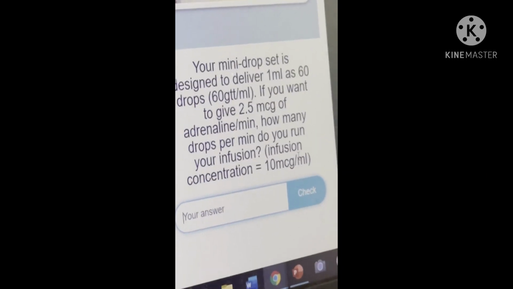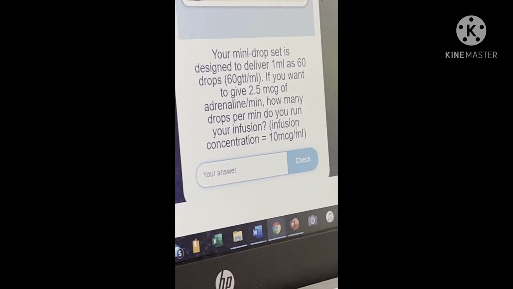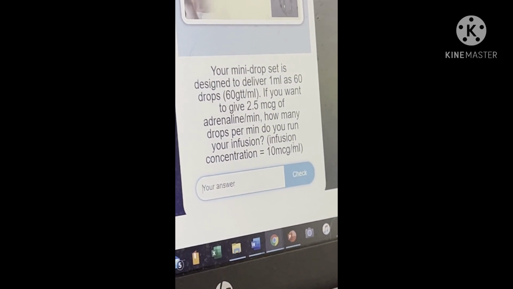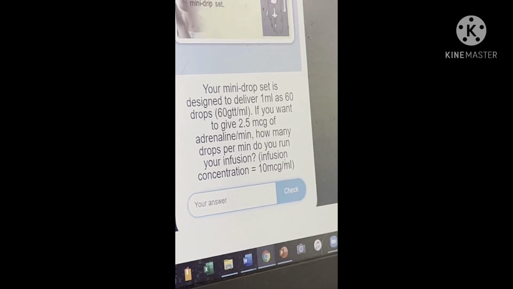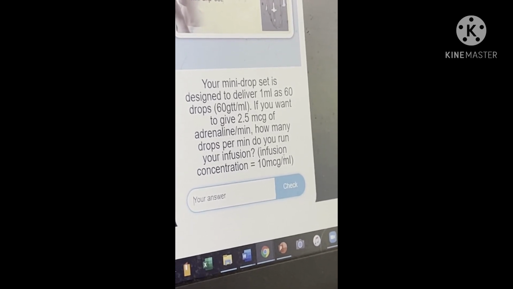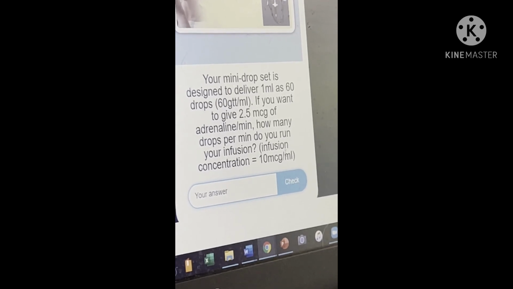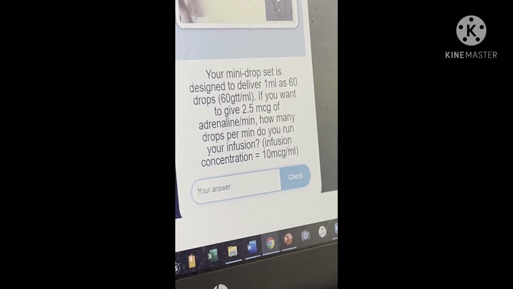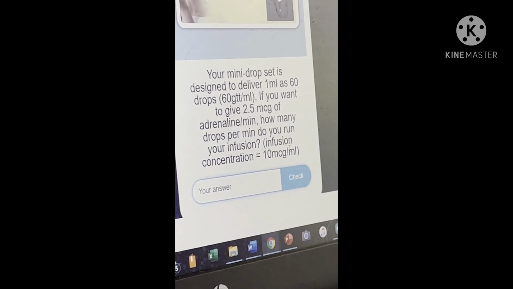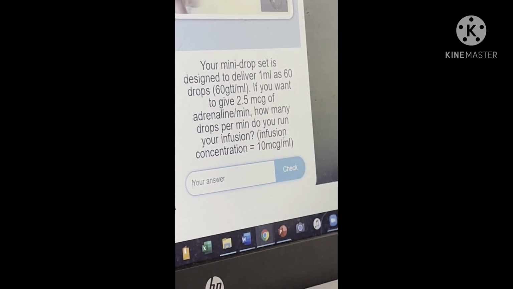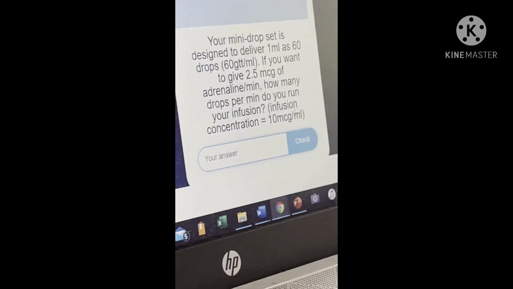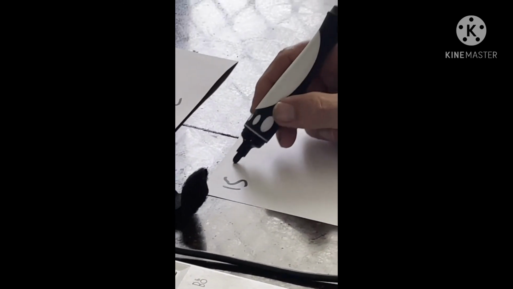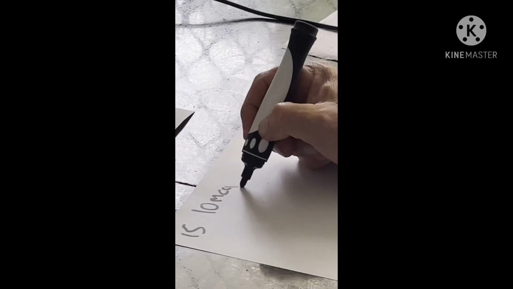Okay. Micro drips and all that. Your mini drop set is designed to deliver 1 mil as 60 drops. If you want to give 2.5 micrograms of adrenaline per minute, how many drops per minute do you run your infusion rate? So your infusion concentration is 10 micrograms per mil, which is what we worked out from question 13. Okay. So this is the last question, and it's 15.